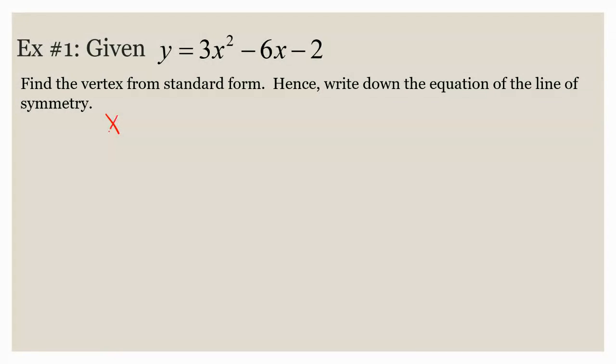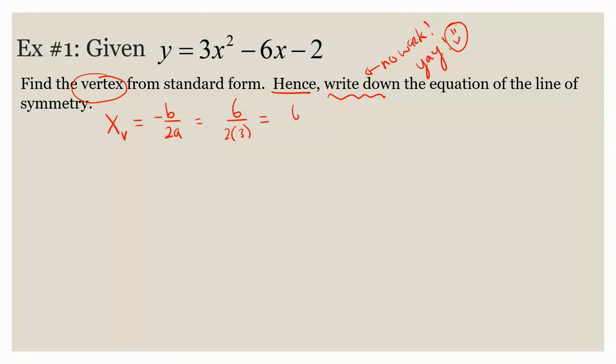I want to remember that to find the x-coordinate of the vertex, I should be doing negative b over 2a. I don't need to do the entire process of completing the square. That's not what this is asking me to do. That's not a good use of my time. When it says hence, that means using what I did to find the vertex, all I need to do is write down, so there's no work involved here. Yay, that's something that's so exciting to us. So negative b over 2a, that's 6 over 2 times 3. So I've got 6 over 6, so the x-coordinate of my vertex is 1.